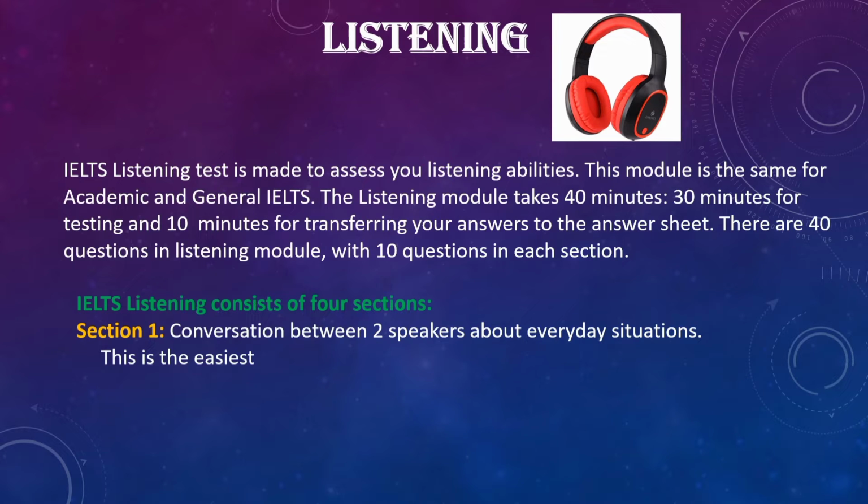This module is the same for the academic and general IELTS examinees. The person who is taking the academic module or the general module, the person who is going for education or for job purposes, this IELTS exam is the same for both. The listening module takes 40 minutes, 30 minutes for testing and 10 minutes for transferring your answers to the answer sheet. In total, the listening module exam will be done in 40 minutes: 30 minutes for questions in the listening module and 10 minutes for transferring your answers to the answer sheet.